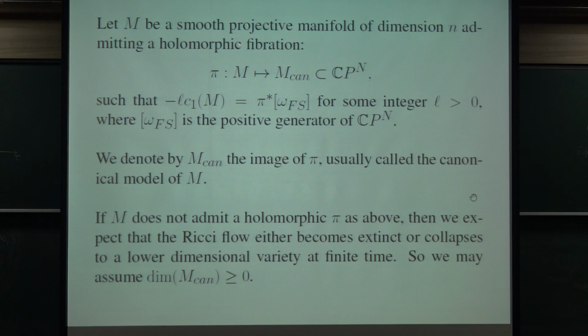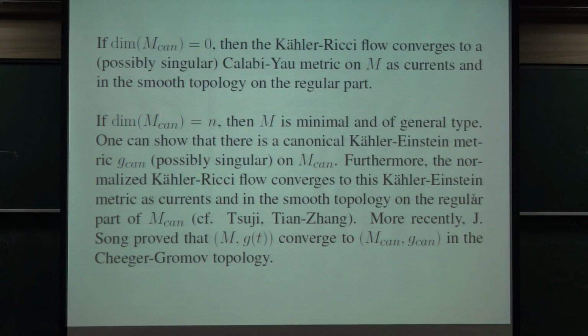Suppose it's a smooth projective manifold, and suppose I make life simpler. I assume this has a fibration by the canonical class, so this is the canonical model. I assume there exists some canonical model. Then you get this image of that and so on. So suppose I have a canonical model.